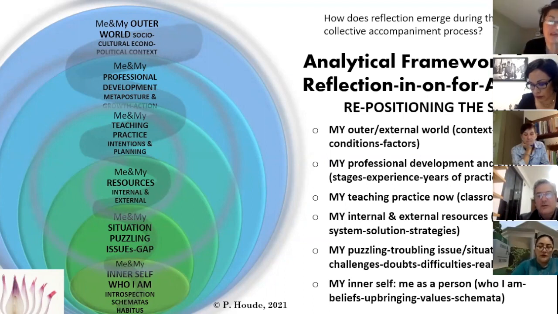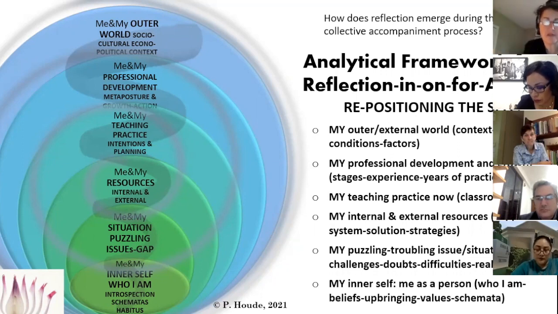There are a lot of things going on during a reflection process when we're reflecting on our professional practices. So this is an analytical framework for reflection in, on, and for action. Reflection in, on, for action came from Schoen and Van Manen. We do different things while we're actually thinking about and trying to analyze our teaching practice.